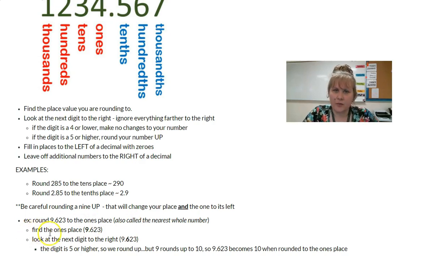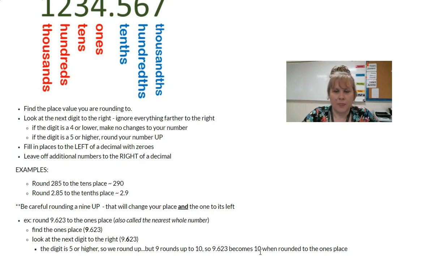The first thing you do is to find the ones place. That's your 9. You look at the next digit to the right. That's your 6. That digit is a 5 or higher. It's a 6. So we need to round up. The 9 needs to be rounded up. We're not going to just round it to a 0. 6 is obviously higher than 5, so we're going to round our 9 up. Now 9 rounds up to 10, so 9.623, when you round it to the ones place, becomes a 10. And again, we leave off all of the digits after the decimal point because we're not rounding in the decimal places.